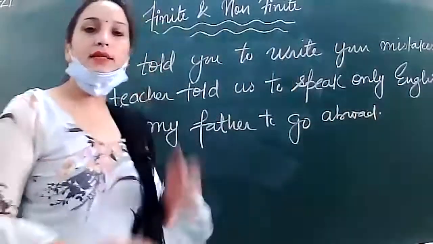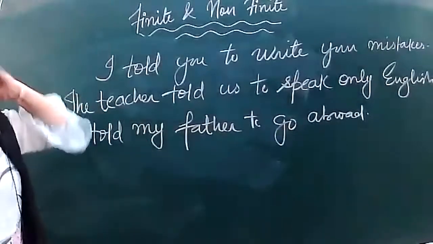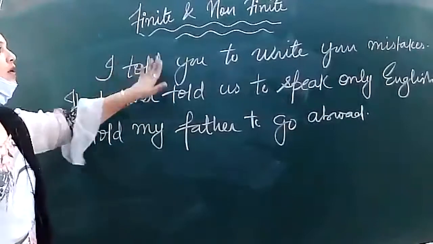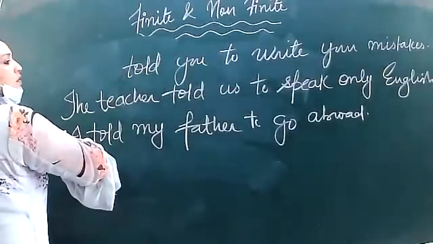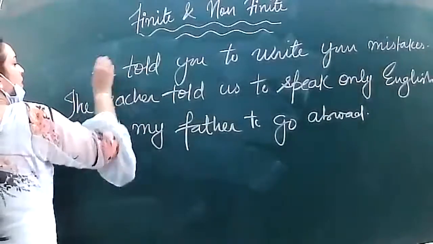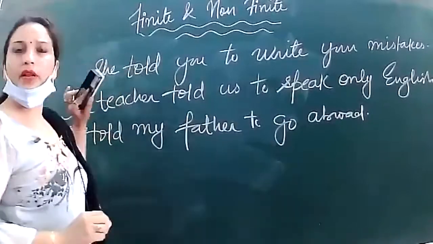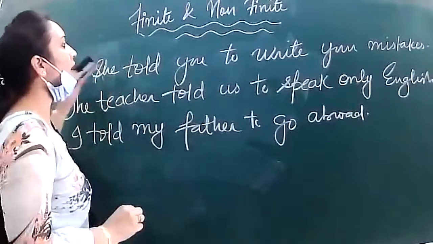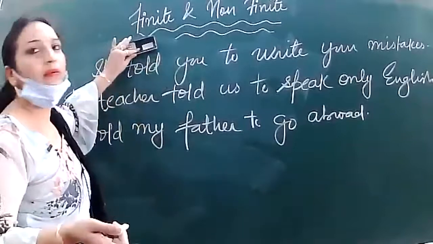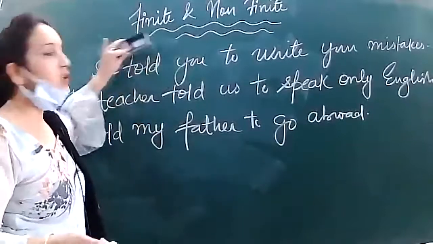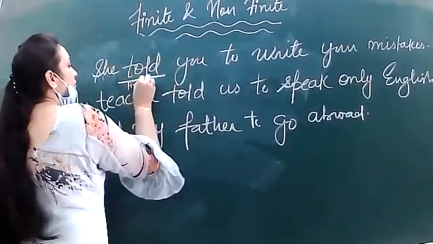Now read these sentences very, very carefully. I told you to write your mistake. If in place of I, I write he or she, these verbs will change. For example, if I tell you, I told you to write your mistakes tomorrow, so what will come here? Will tell. So these will keep on changing. It is which verb? Finite verb.